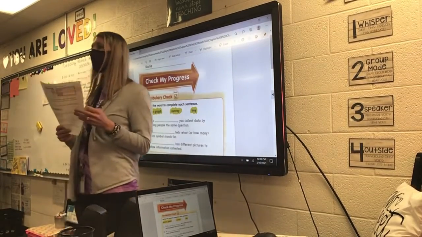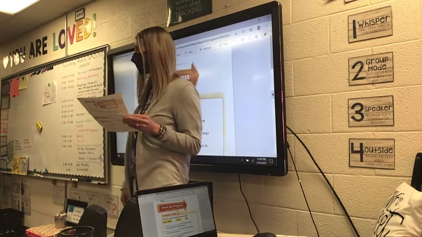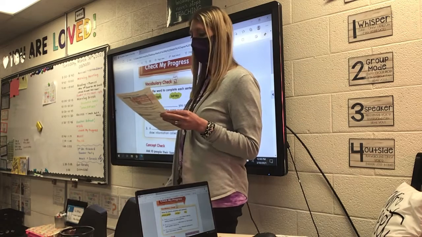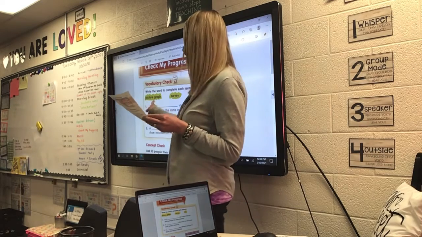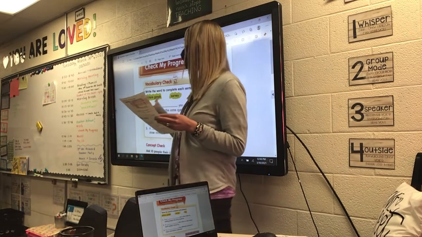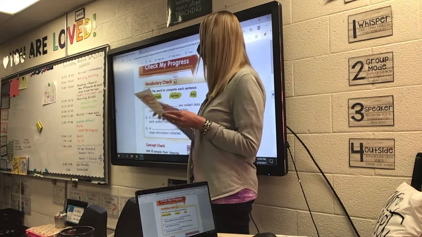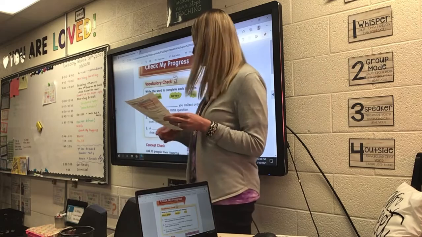Okay, we're going to do the vocabulary section together. Here are our vocabulary words. We have picture graph, survey, and key. Carson, would you read number 1 really loud to your friends, please?